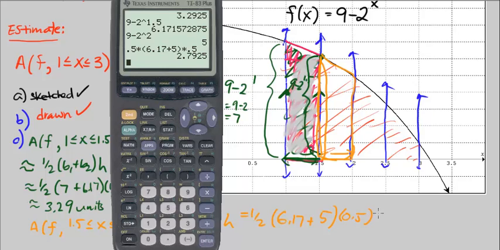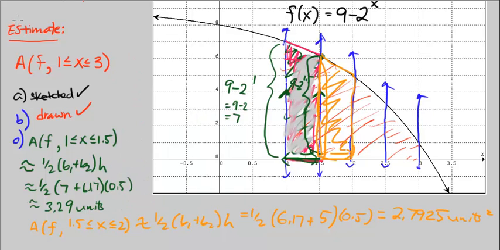Okay, plug that in and I get 2.7925 for this area right here. And this is, again, units squared. I think I did that wrong in the first one. Yep, that should be units squared because area, remember, is squared units.